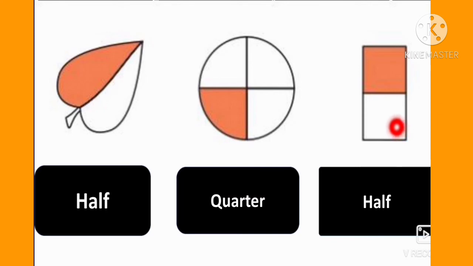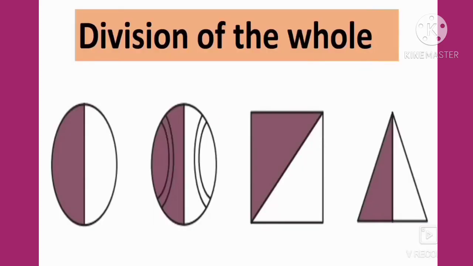And here, half. Here 2 parts are there and only one part is shaded. We can say half of the shape is shaded. Semi portion of the shape is shaded. Now children, let us see the division of the whole. Here the shapes circle, square, triangle are divided into 2, 3 or 4 equal parts.